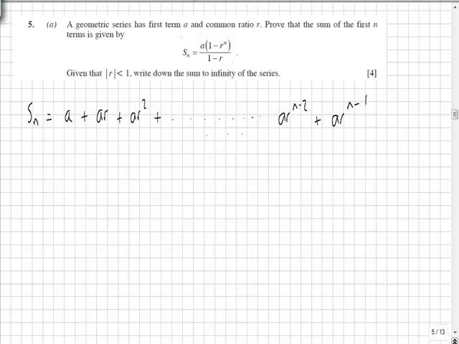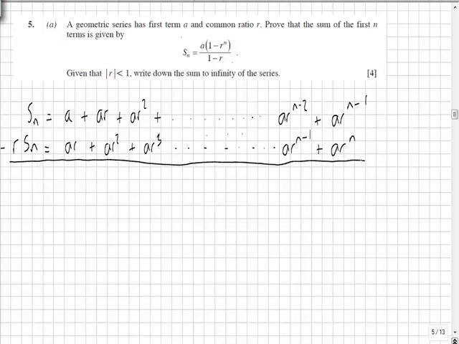The next stage is to actually multiply the sum through by r. So we have r Sn is equal to ar plus ar squared plus ar cubed all the way through to ar^(n-1) and ar to the power n. The next stage is to subtract those two lines away from each other.